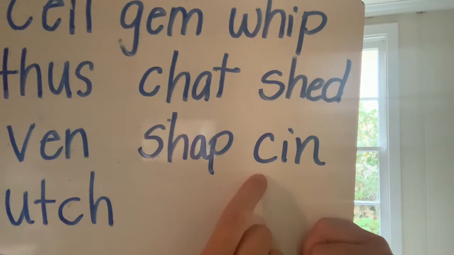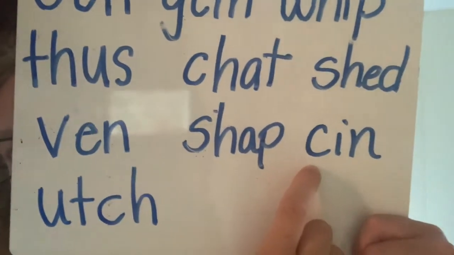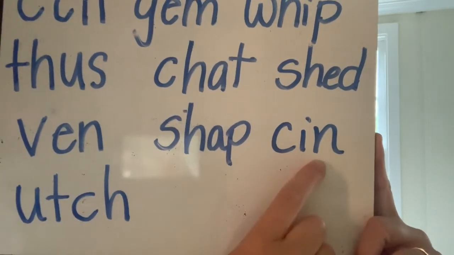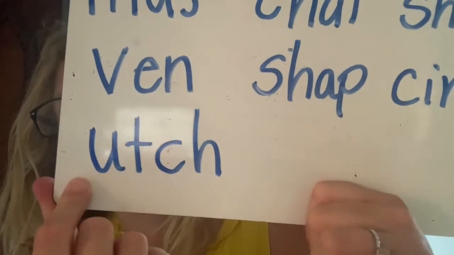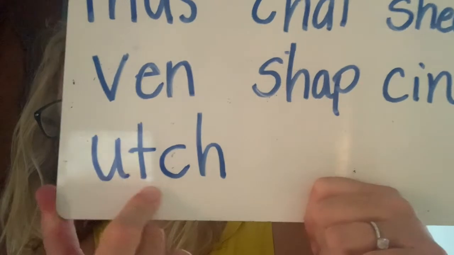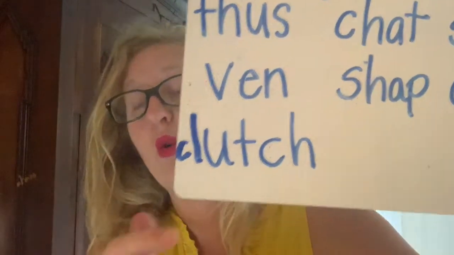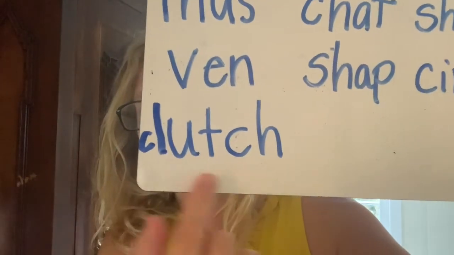Now here's that rule. Here's a C followed by an I. It's going to sound like s. Here we go. Think. Sound. Read. Sin. Think. Sound. Read. Utch. I could change that word. I could put a CL in front of it. Clutch. She had a clutch, which is like a little purse, or the baby was clutching on her finger. Read, clutch. Very good, second graders.